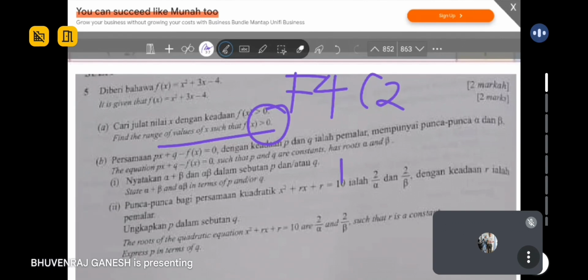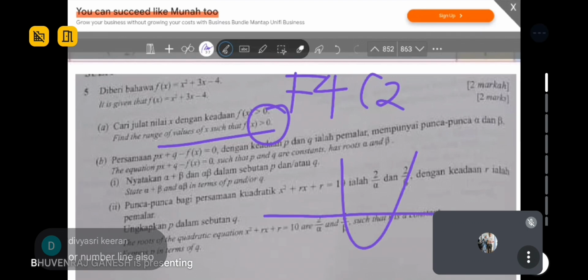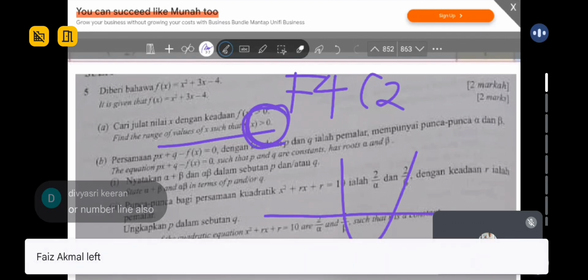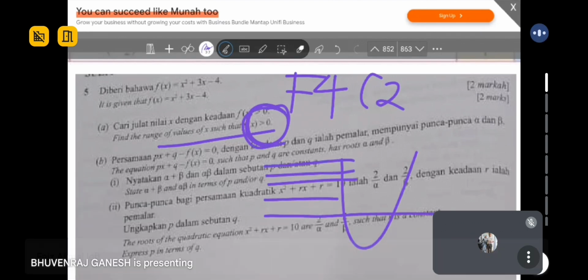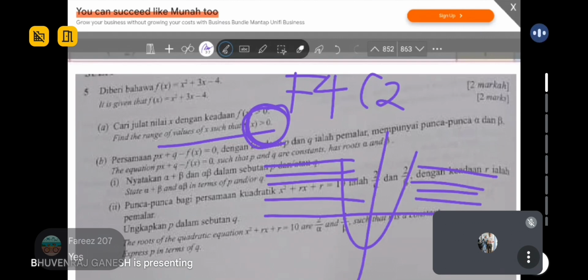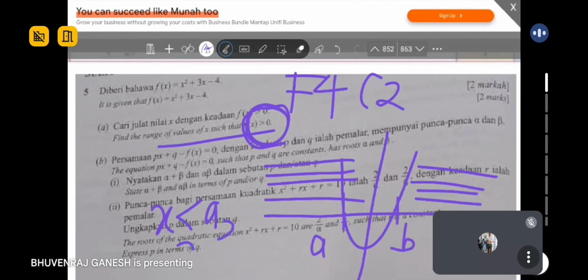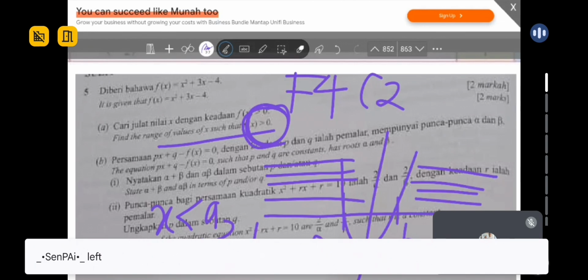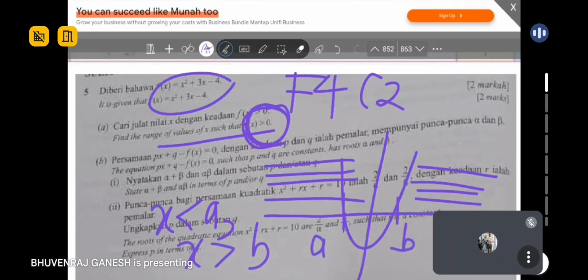So the meaning is your graph like this. Greater than 0 means that you shade on top. Am I right? Kamu lorek di atas paksi X sebab lebih besar dari kosong. Ini adalah paksi kamu. So maksudnya jawapan kamu kalau A dan B, kamu akan dapat format jawapan macam ni. You should answer your question like this. Do you understand? So your answer will look something like this. Now you just need to factorize.